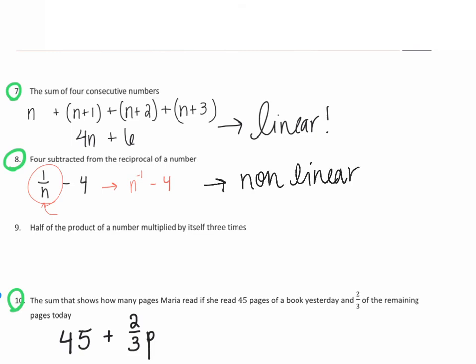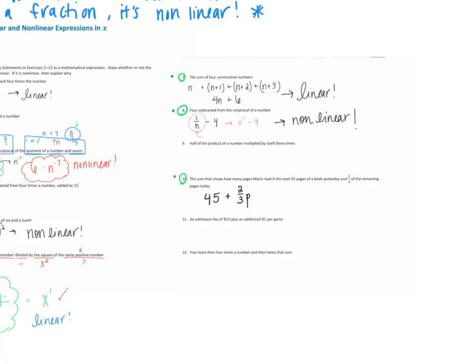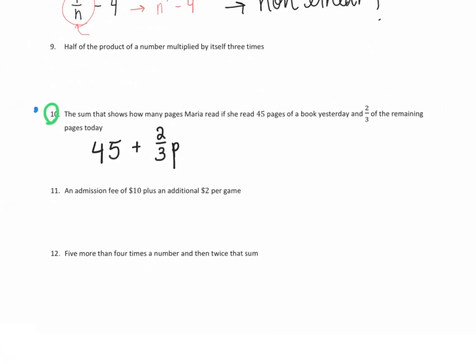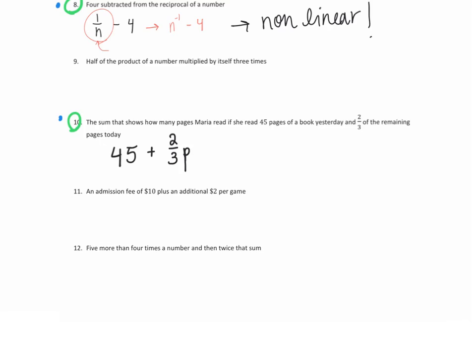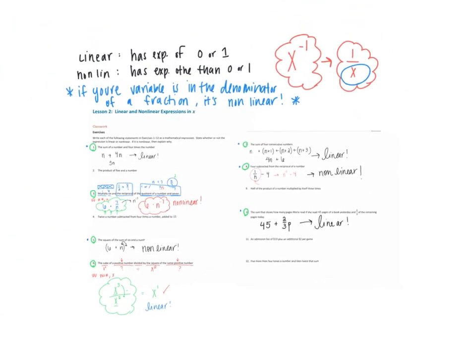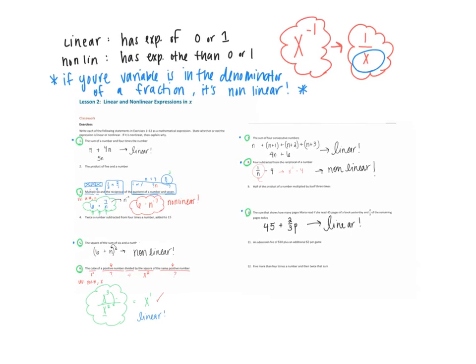Last one, number 10. The sum that shows how many pages Maria read if she read 45 pages of a book yesterday and 2/3 of the remaining pages today. So I have 45 plus 2/3 of the remaining pages, which I just said was p, because I don't know what that is. And if I look at my exponent, there is none. If I look at my variable, there's no exponent there. I can't combine these terms. I can't simplify this, so this is linear. Right? There's no exponent here. Hopefully this made sense to you. We're going to move on.